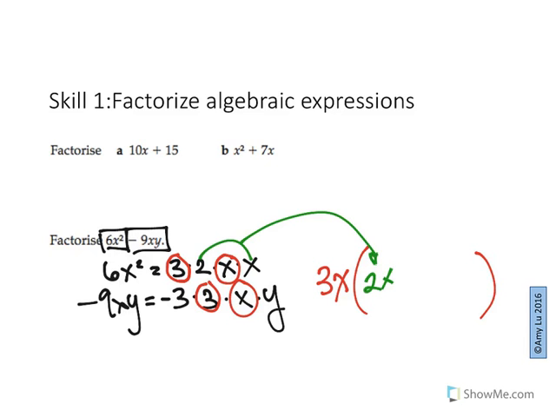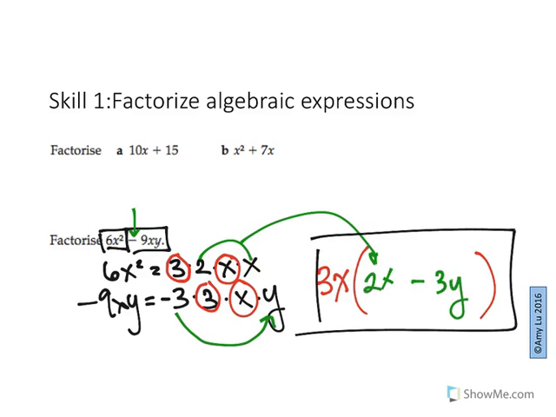2x negative 3y. And this is how you know what sign to put in the middle, because you have to, again, consider the sign that's in front of the second term. Makes negative 3y. And if you double check, yes, that makes 6x squared minus 9xy. So this is our answer when it's factorized.